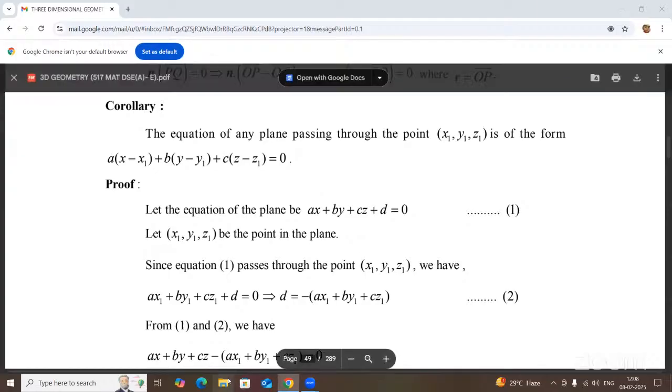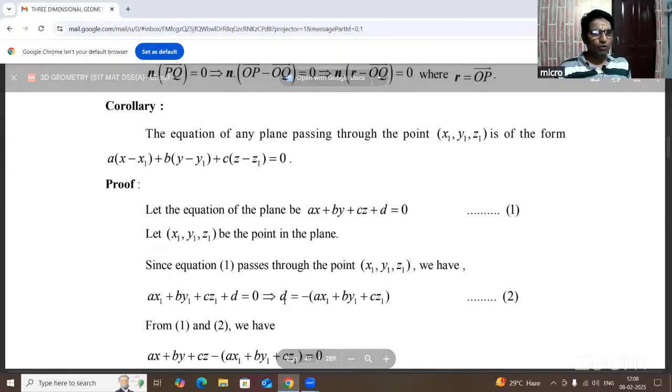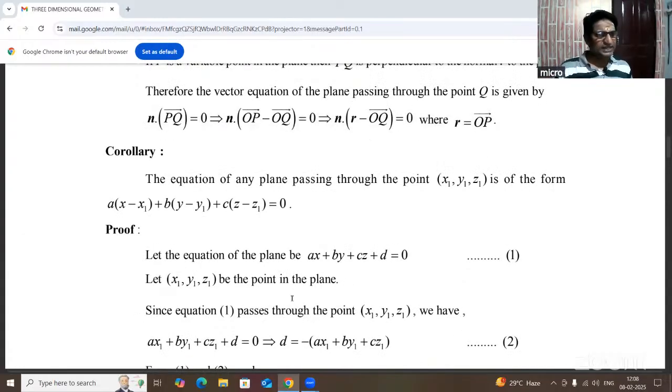See this corollary. Now one point is given. What is the equation of a plane passing through any point? Here the point is x1, y1, z1. Then it is of the form a(x − x1) + b(y − y1) + c(z − z1) = 0. It is very simple. One point is given, and we form the plane equation through this form. That is the simple expression.